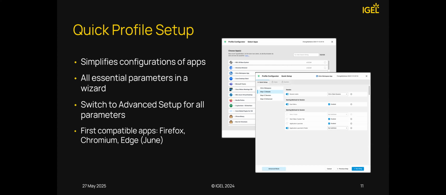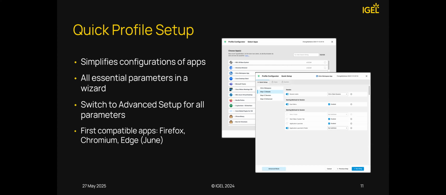So with the quick profile setup, you would only see these most relevant parameters on one side. You can decide if you want to enable it or not, and you're guided step by step through it. And then in the end, the profile with the app is configured and you can roll it out. So it's really a stepwise wizard mode in order to configure your apps. As I said, in the first step, we want to make this available for our browser apps like Firefox, Chromium, Edge. But of course, we will then also work on other apps like VDI apps.